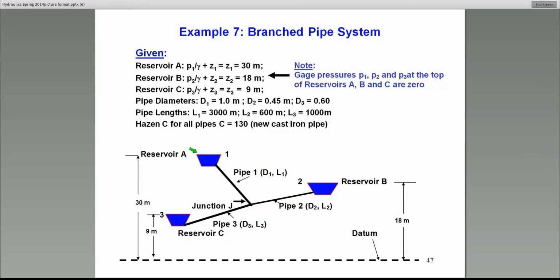It's like an elevated tank. In that case, P over gamma is not 0, but it's equal to whatever the pressure in psf divided by the specific weight of water, which is 62.43. So get that in feet and then add to Z1, okay? In my example, I'm saying P1 over gamma is 0 because it's got a free surface. Okay, let's move on to the next question.